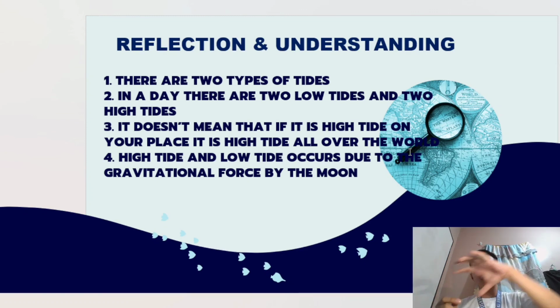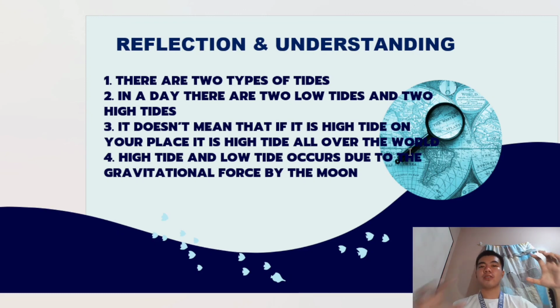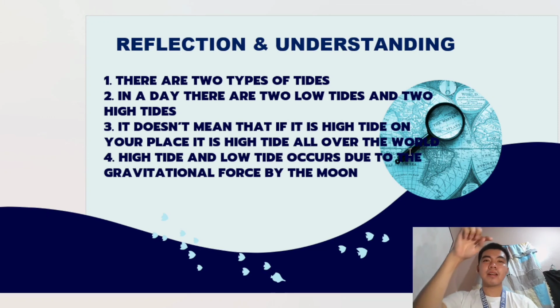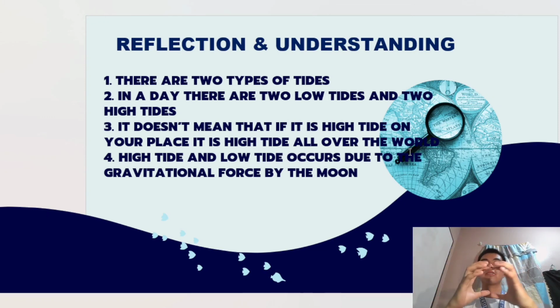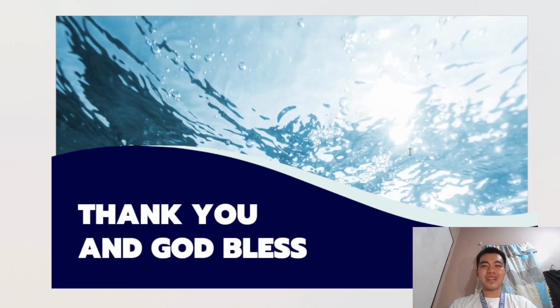When the moon also alters its position, then of course the sea level also alters. So this side again will experience low tide, and this side again will experience high tide. So the question is, what will be the experience of the place in the middle? For example, this is the Earth here, so this place will experience low tide. So that is according to Sir and the knowledge that I have acquired. Thank you and God bless.